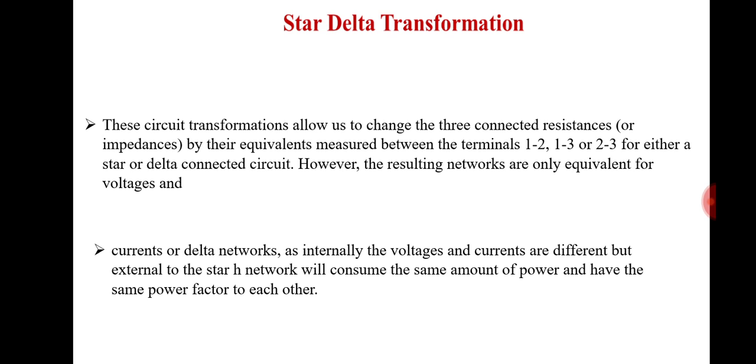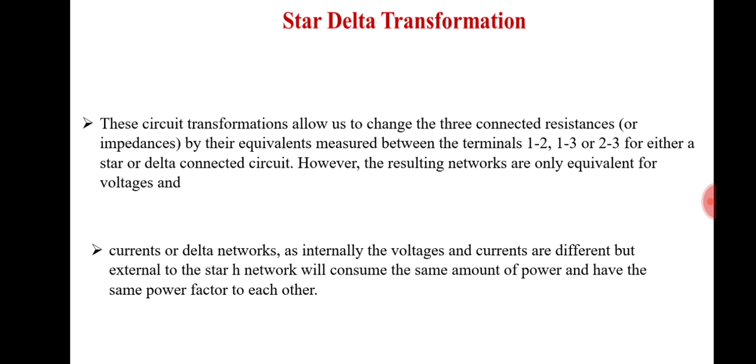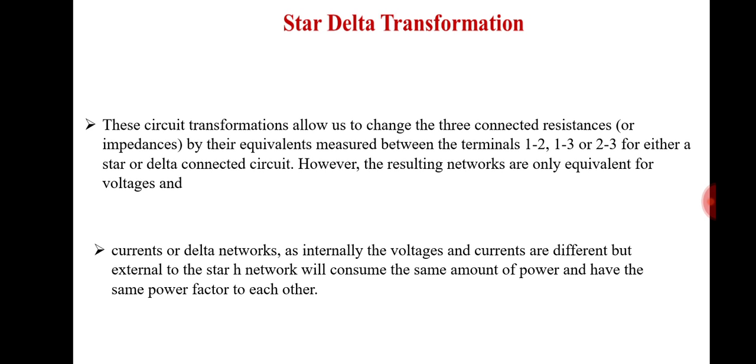Now star delta transformation. This circuit transformation allows us to change the three connected resistors or impedances by their equivalent measured between the terminals 1, 2, 1, 3 or 2, 3 for either a star or delta connected circuit. However, the resulting networks are only equivalent for voltages and currents external to the star or delta networks, as internally the voltages and currents are different, but external to the network they will consume the same amount of power and have the same power factor as each other.